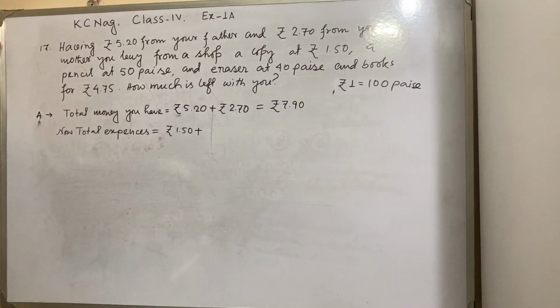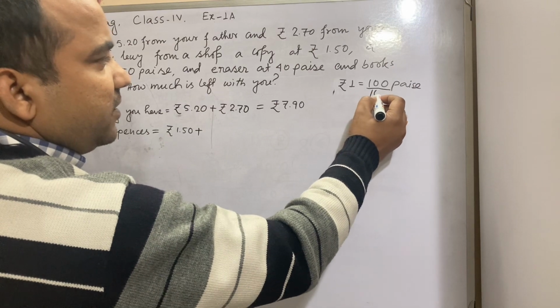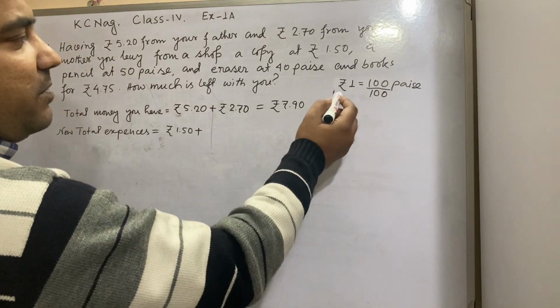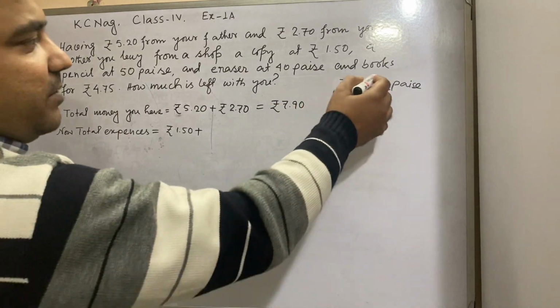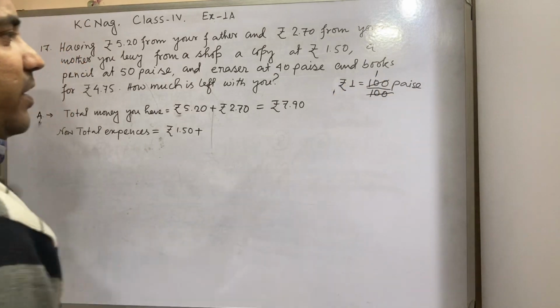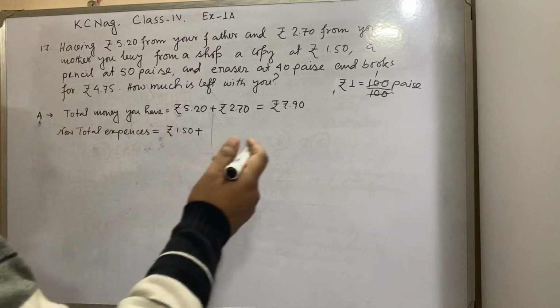That means if you divide 100 paisa by 100, it will become 1 rupee. Okay, because 100 divided by 100 becomes 1. So this is the method.